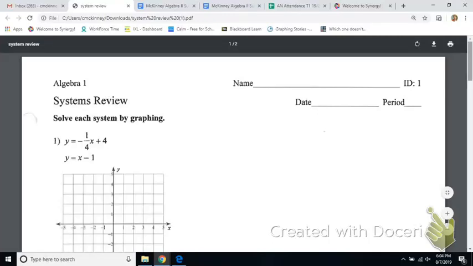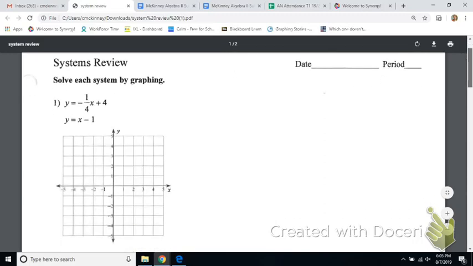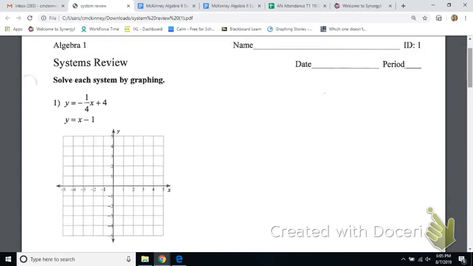Systems review, take 3. Yes, take 3, unfortunately, because I messed up. I got to problem 4 and realized I wasn't recording the last time I messed up. So, bear with me, folks. It should be perfect this time.